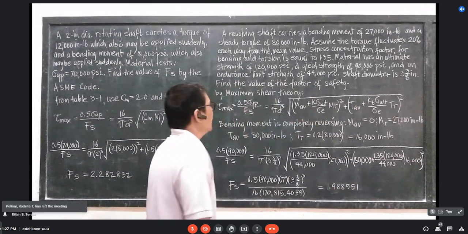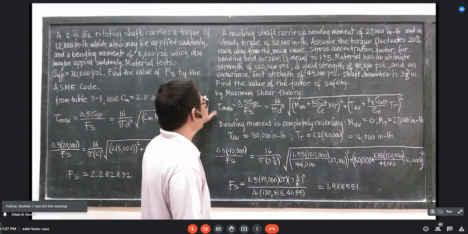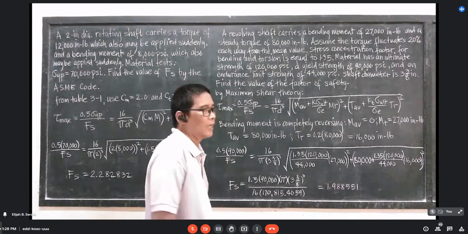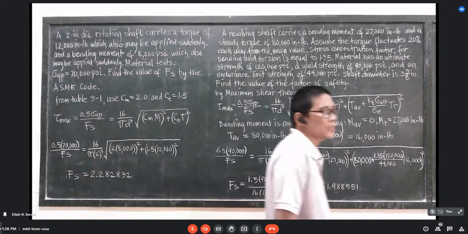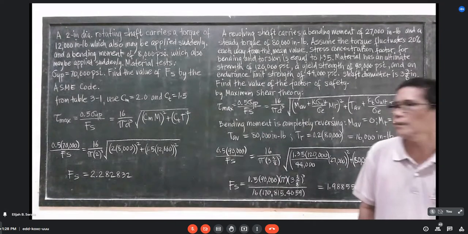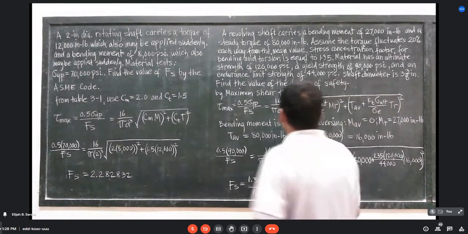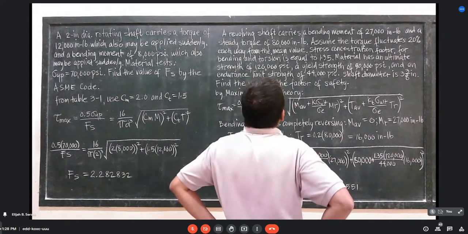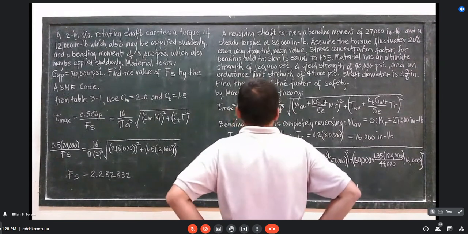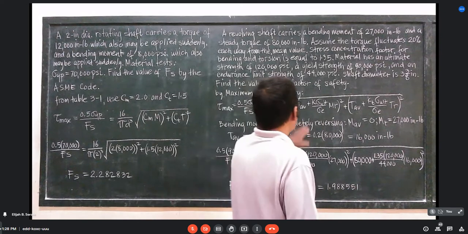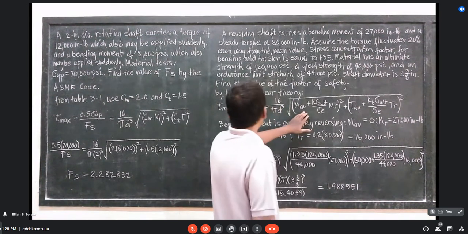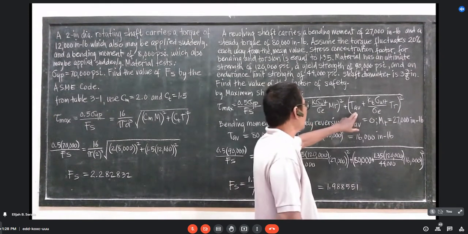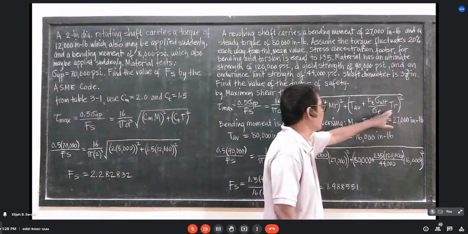We are going to find the factor of safety using, first, the maximum shear stress theory, and later we will use the Soderberg-Goodman theory. Okay? Now, let's first try to recall the formula for the maximum shear stress theory. You have average moment and range moment, average torque and range torque. Okay?